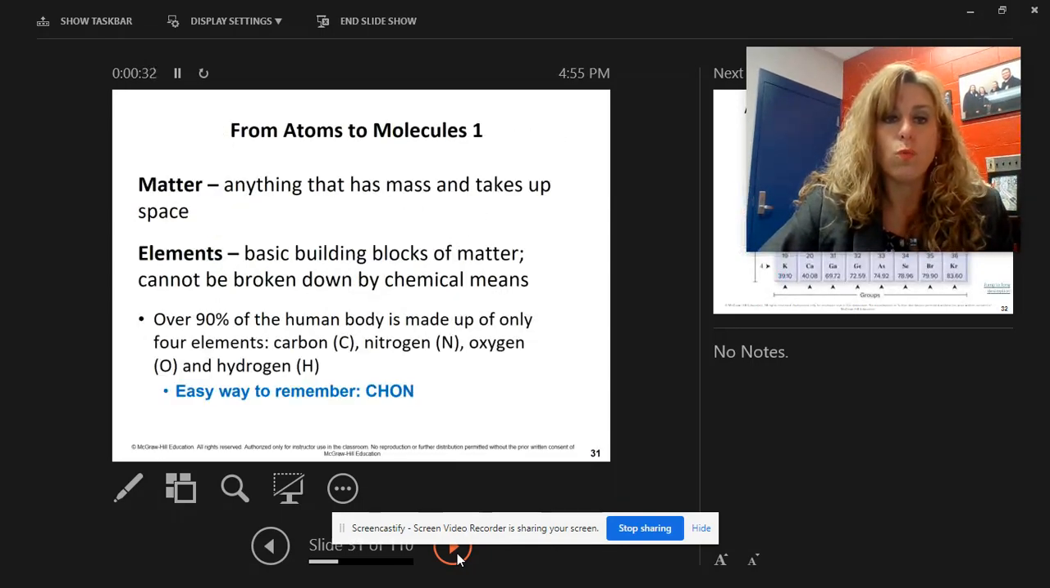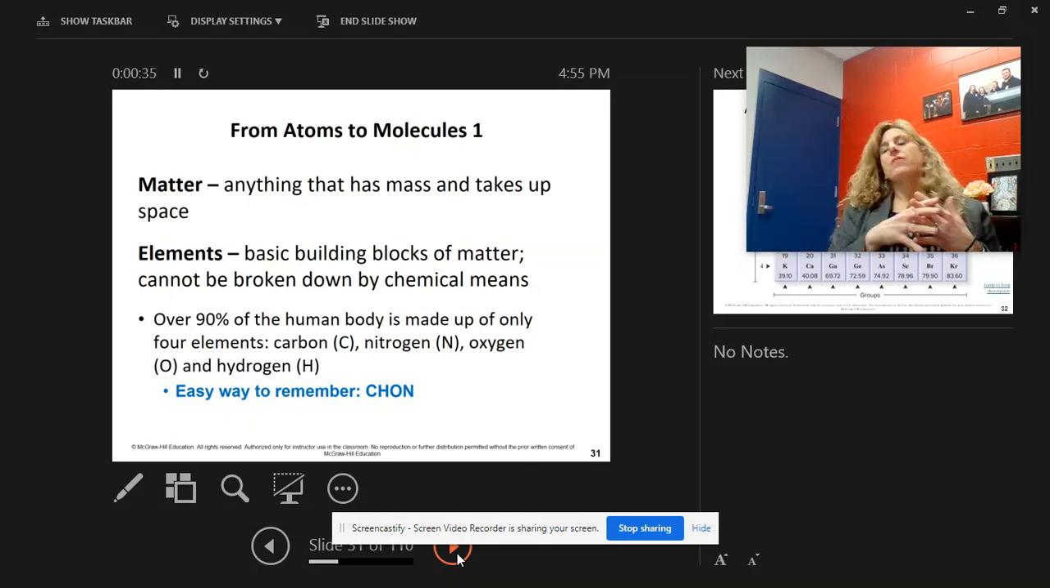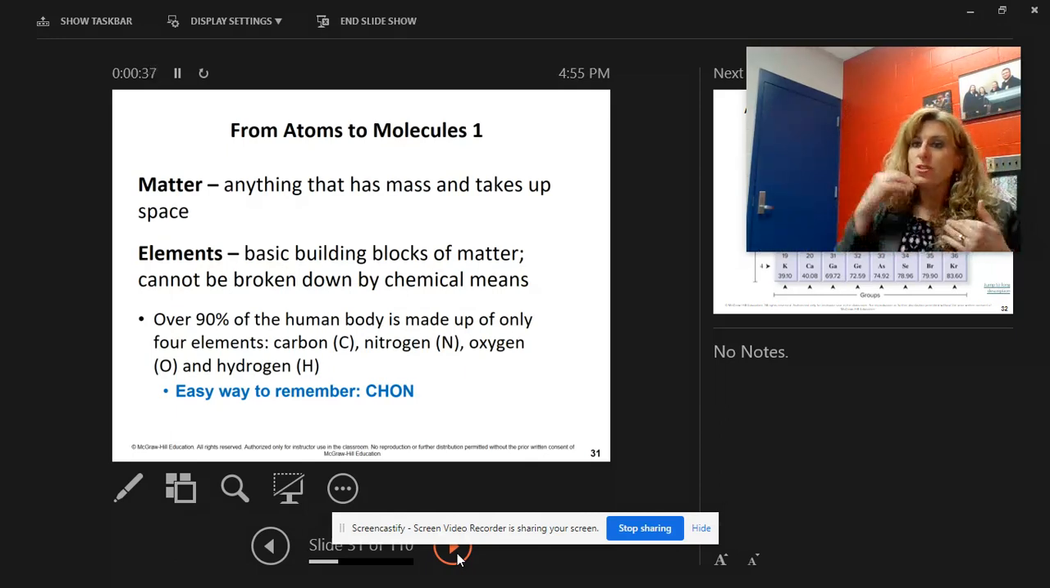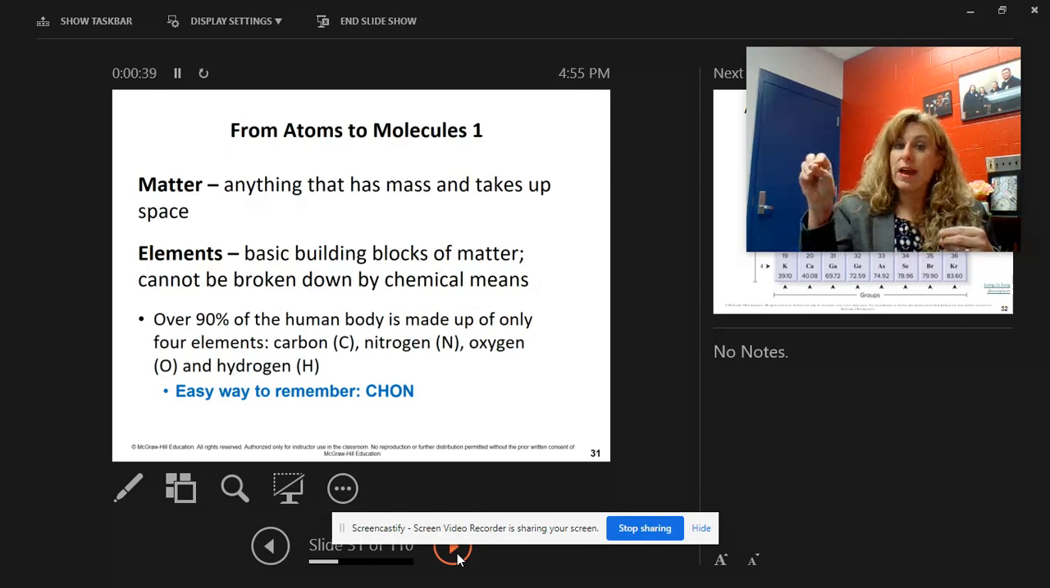Okay, so chapter 2, Chemistry of Life. So when we talked the other day about biological organization, we said the smallest unit of matter is an atom. An atom is anything that has mass and takes up space. Now, atoms are small, and they're made up of subatomic particles. So atoms are made up of protons, neutrons, and electrons.